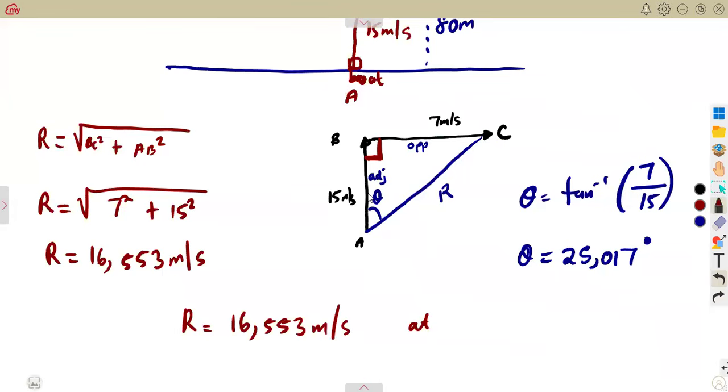So considering what we have in this case, guys, we can consider the north and the east. From the north going to the what? To the east. So it's going to be northeast. So that will be north 25,017 degrees to the east.